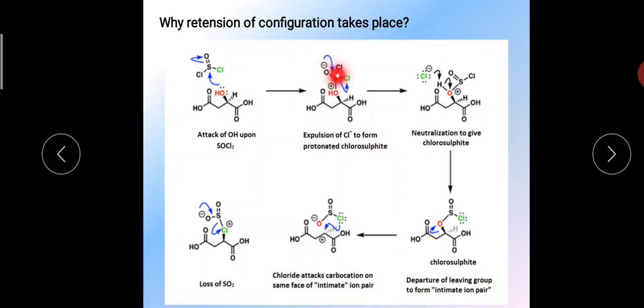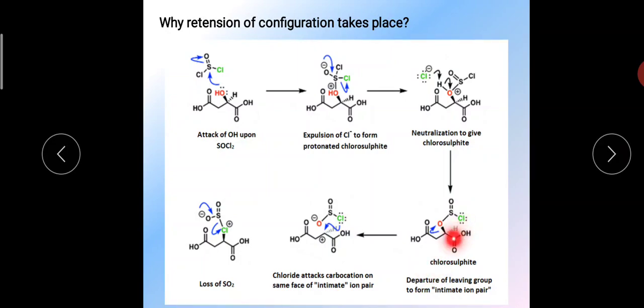Now, when this pair of electrons gets back to its original place, then in order to satisfy its valency, this chloride ion leaves. Okay, so when this one leaves, it will abstract a proton from this hydroxyl group, and it will leave its electron over the oxygen, so that your oxygen gets back its lone pair of electrons, shares its lone pair of electrons, and becomes neutral. Okay, so the attack of thionyl chloride gives you your chlorosulfite molecule.